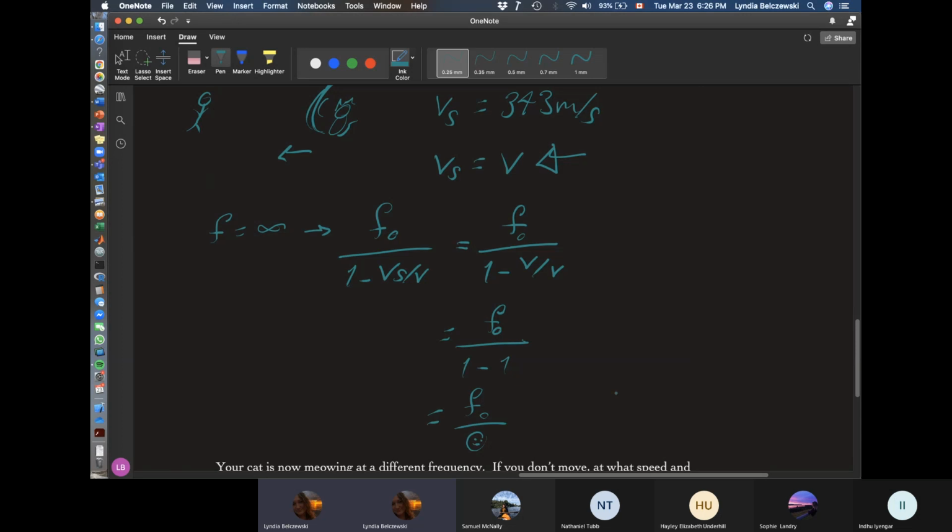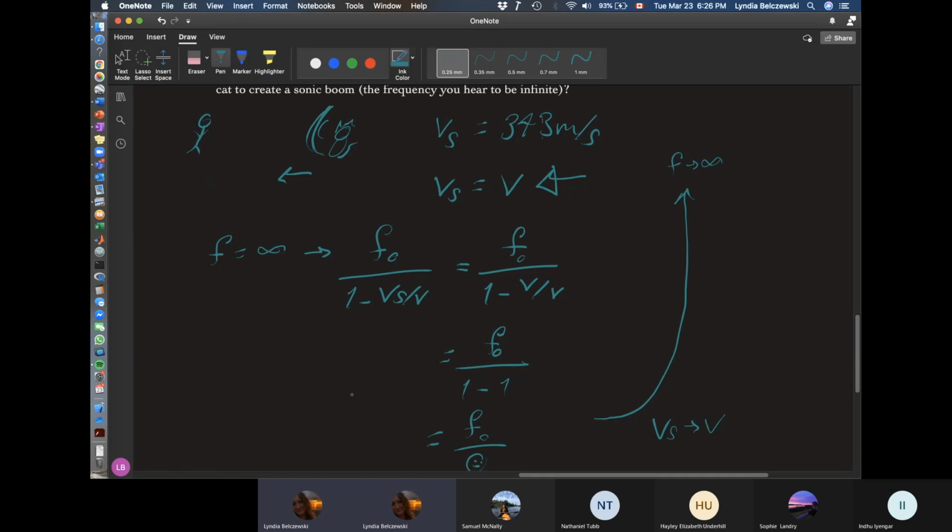And if you remember from calculus looking at vertical asymptotes and things like that, that's what this is creating here. The frequency just goes up and up and up. And the frequency approaches infinity as the speed of the source approaches the speed of sound. I don't think you'll have to go into this much math detail on a test or anything, but that's the idea behind it.